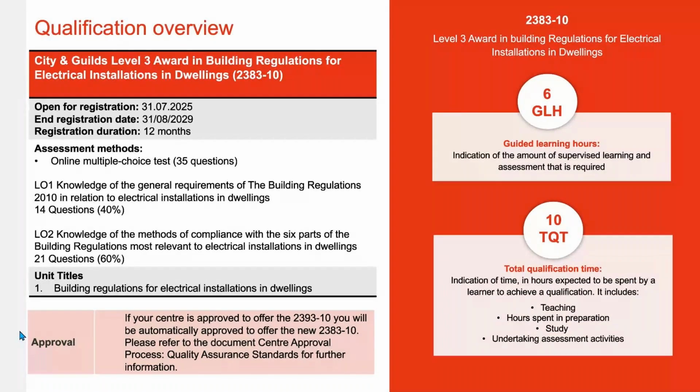There's one method of assessment, which is an online multiple choice test paper with 35 questions, 2 learning outcomes, and you can see that the exam there is weighted. So for learning outcome 1, you've got 40%, and then for learning outcome 2, you've got 60%. The 2 learning outcomes cover the approved documents. So approved document A for drilling and chasing walls, B for fire, C for contaminants, E for sound resistance, F for ventilation, L for conservation of fuel and power, M for access, and P for electrical and notification.